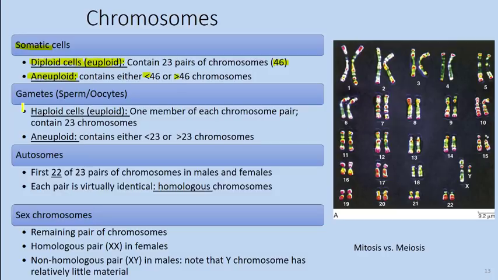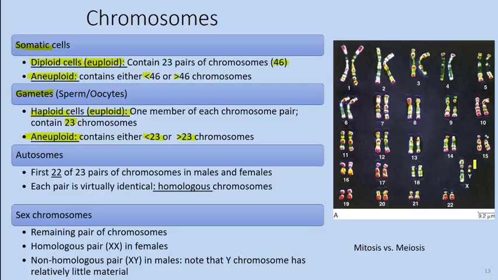Gametes, which we know are sex cells, are haploid. They're also euploid in their normal number. And one member of each chromosome pair is present, so if it's the egg cell, it's only going to be the maternal DNA. If it's the sperm cell, it's only going to be the paternal DNA. But if a gamete, an egg cell or sperm cell, contains less than or greater than 23 chromosomes, it's considered not euploid, but aneuploid.